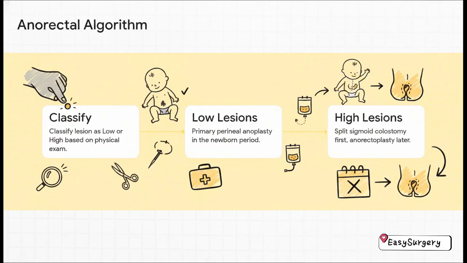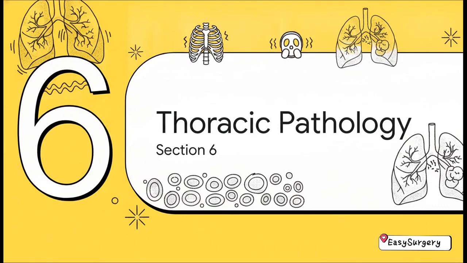These are great because you can often fix them right away in the newborn period with a primary perineal anoplasty, totally skipping a colostomy. High lesions, though, those demand a staged approach. You'll start with a split sigmoid colostomy to divert the stool, and then come back months later for the definitive anorectoplasty.